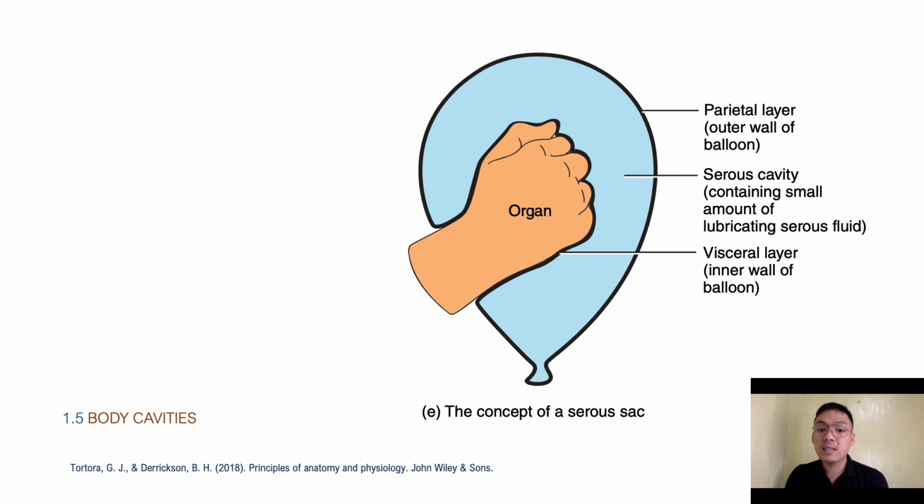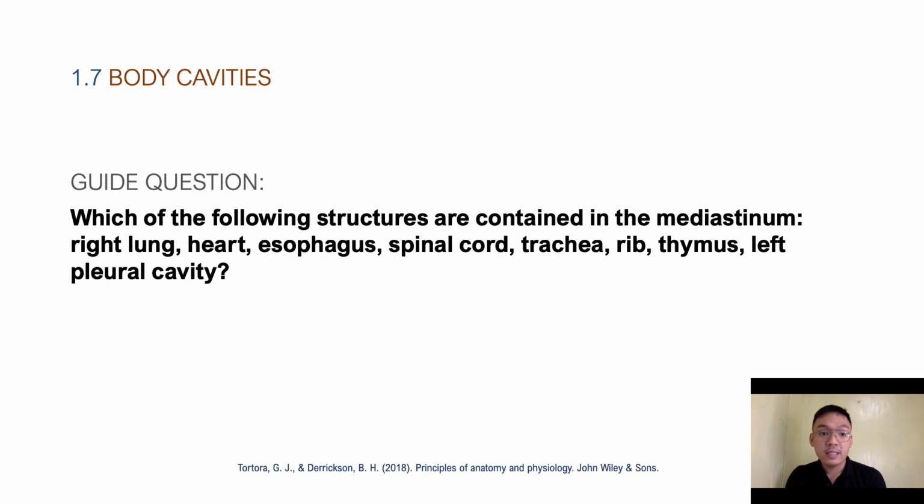So what's the concept of a serous sac? Okay, if this is your organ, your fist, the parietal layer is the outer wall of your balloon. Okay, when you put your fist inside the balloon, your serous cavity is the small amount of lubricating serous fluid or the gas inside the balloon. The visceral layer is the inner wall of your balloon, the one that touches your skin. That's the visceral layer.